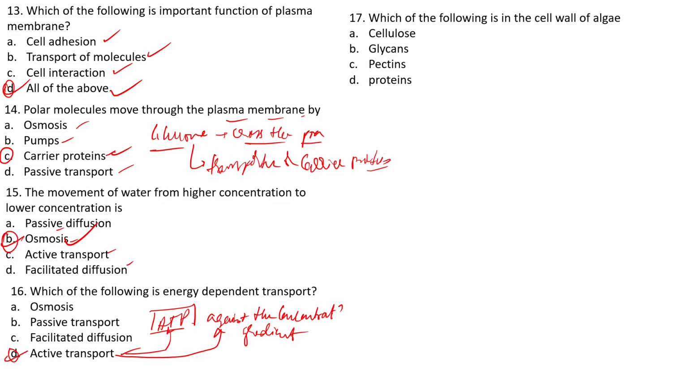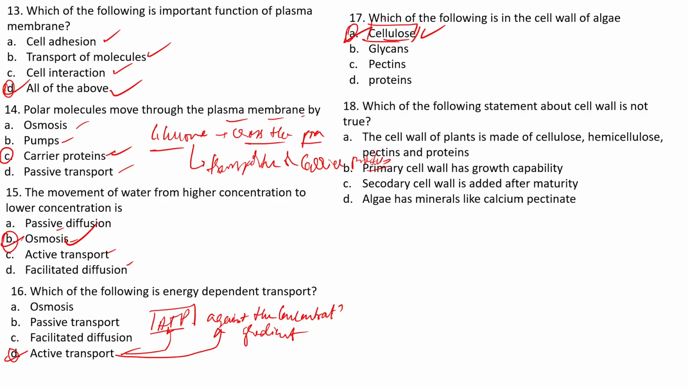The next question. Which of the following is in the cell wall of algae? Cellulose, glycans, pectins, proteins. In the case of algae, it is made up of galactans, mannans, and cellulose. Exactly, remember this particular point. And also calcium carbonate, let us not forget that. So cellulose is our right answer.